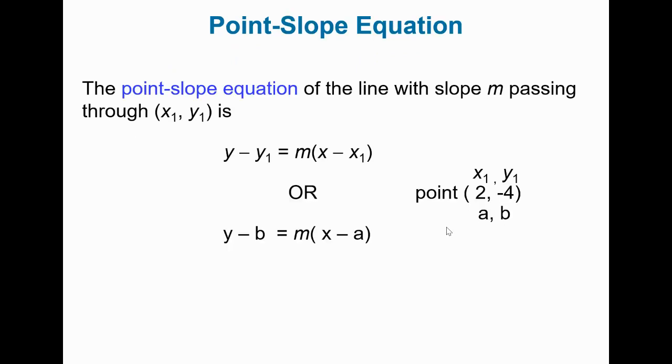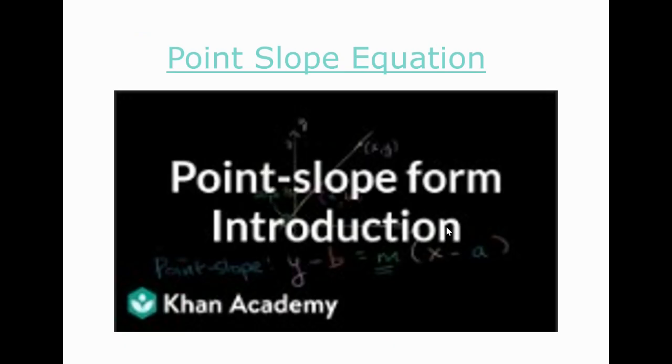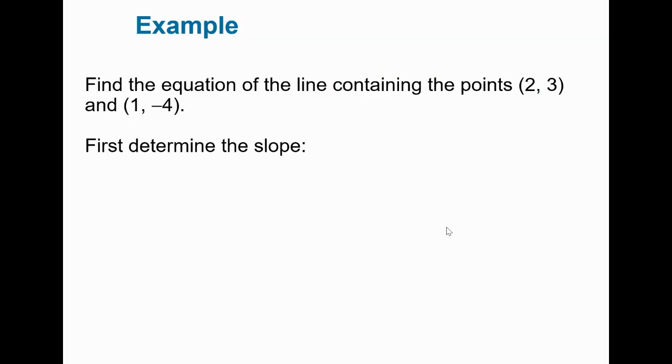All right, so first thing I need to do is find the equation of a line that contains these 2 points. Notice he doesn't give me the slope at all, doesn't give me the y-intercept, just gives me 2 points. So first thing I need to do is take these 2 points, use the slope formula, and calculate the slope. Y sub 2 minus y sub 1 divided by x sub 2 minus x sub 1.